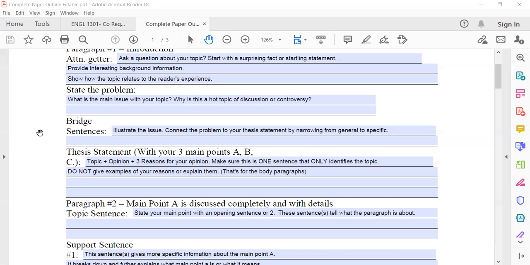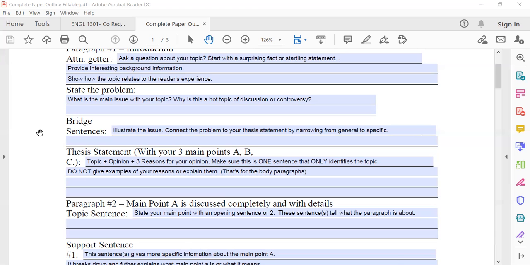In some essays, it can be 2 sentences, but that's for essays that are really long. So if you have a 10 or 12-page paper, then you might want 2 sentences for a thesis statement. But for this paper and for most of the papers that we will write in class, 1 sentence is it.